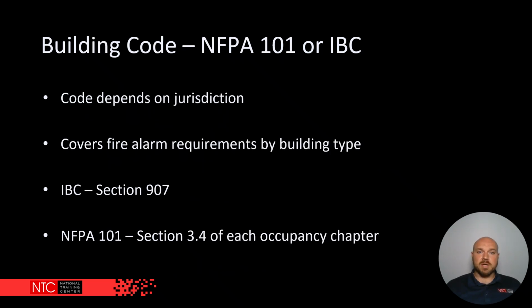Lastly, we've got our building codes. You're either going to be looking at NFPA 101 or the IBC. What code you're using depends on your jurisdiction. They cover fire alarm requirements by building type. In the IBC, you're looking at section 907. For NFPA 101, you're going to be looking at the .3.4 section of each of your occupancy chapters.